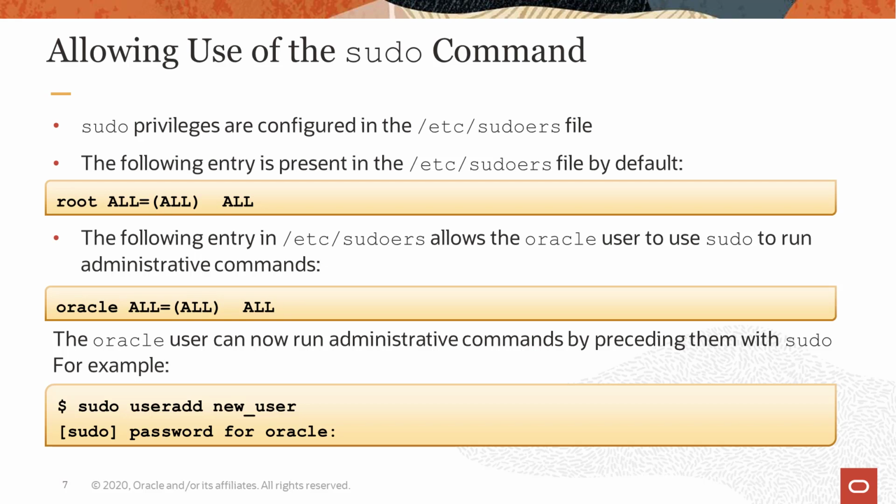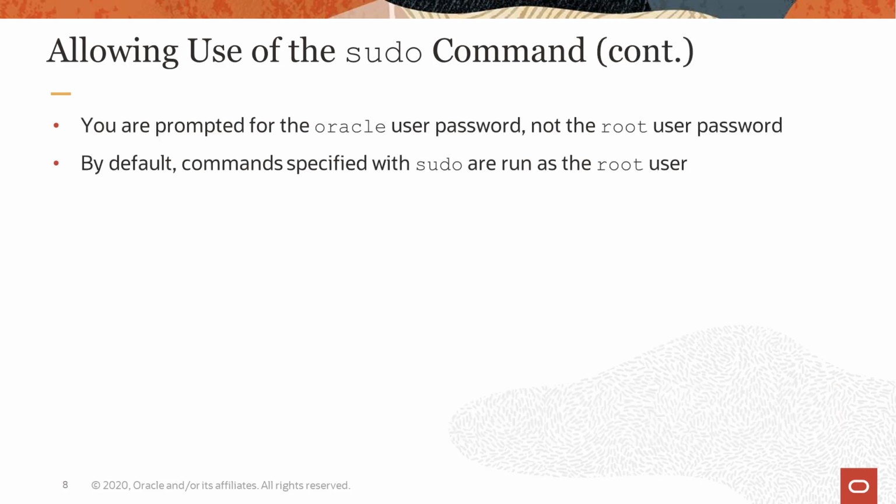For the Oracle user to be authorized to run commands with sudo, an entry for the Oracle user in the /etc/sudoers file is necessary if the Oracle user is not a member of the wheel group. It is also necessary if the Oracle user is a member of the wheel group and this wheel entry is commented out in /etc/sudoers. Once added, the Oracle user can then run administrative commands by preceding them with sudo. The Oracle user will now be prompted for the user's password instead of the root password. And finally, commands starting with sudo are run as the root user by default.